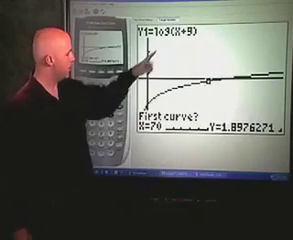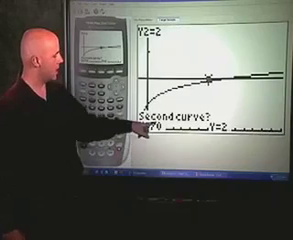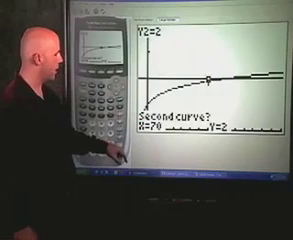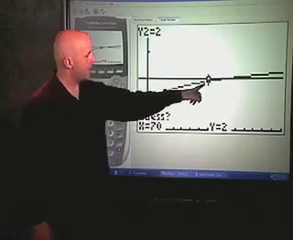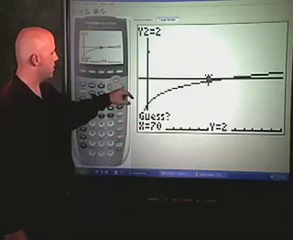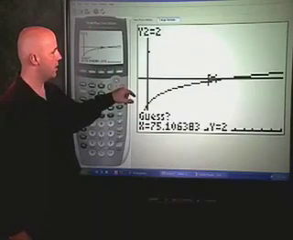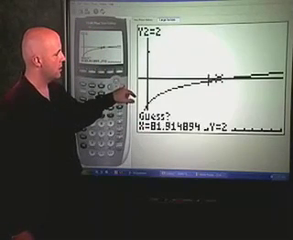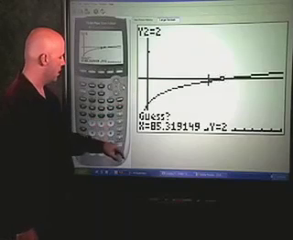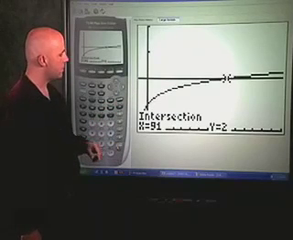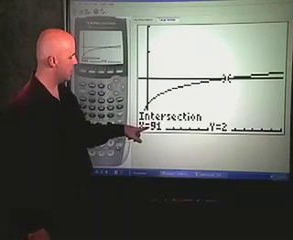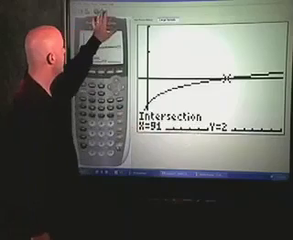First curve, we're on y1, so we just hit enter. Second curve, we're on y2, hit enter again. And for our guess, we'll scroll a little bit to the right, get a little bit closer to the point where the graphs cross. And we'll hit enter. And we see our intersection point is at the point 91, 2.